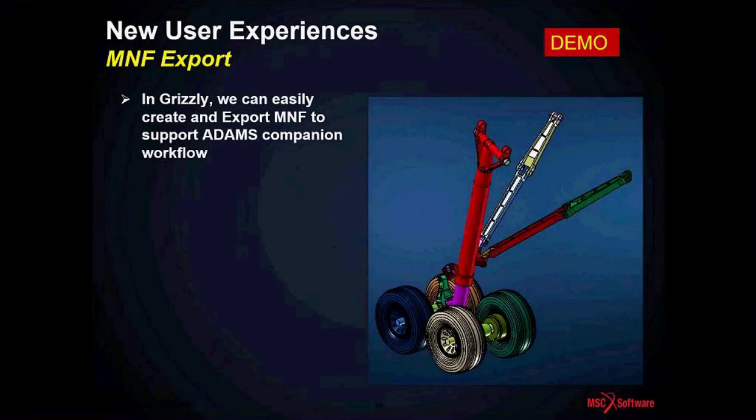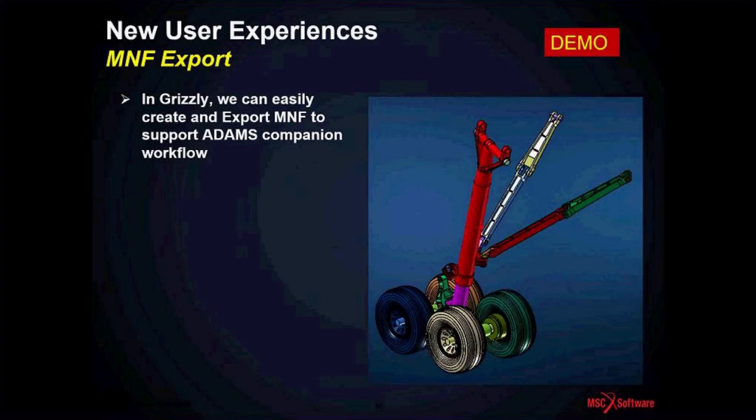In Grizzly, we are also introducing what is called MNF creation and export. In most vehicle dynamics simulation, the user would often like to introduce flexibility into some parts of the structure.